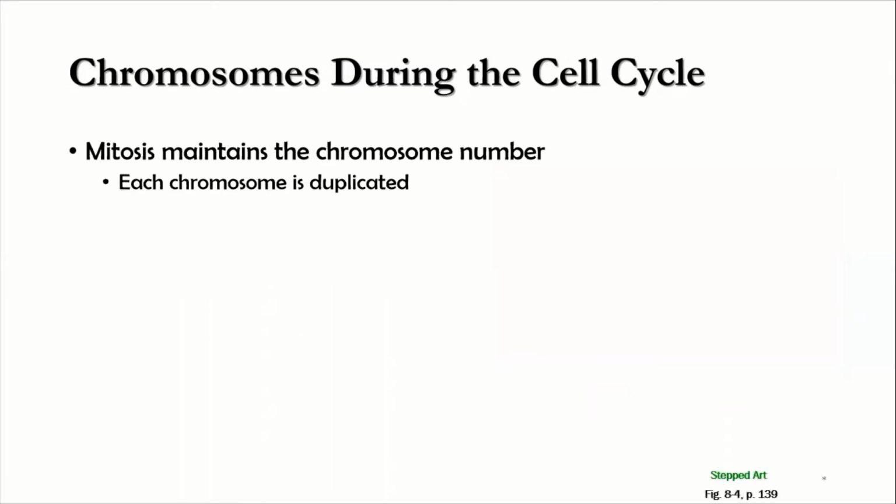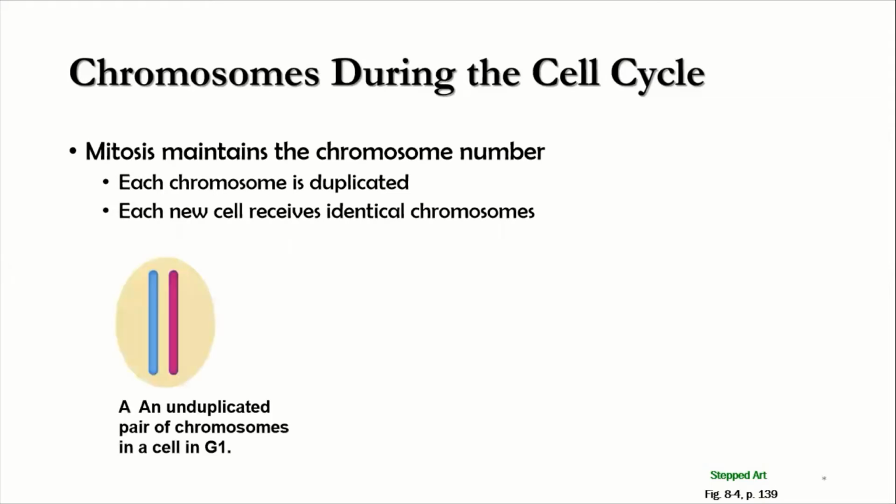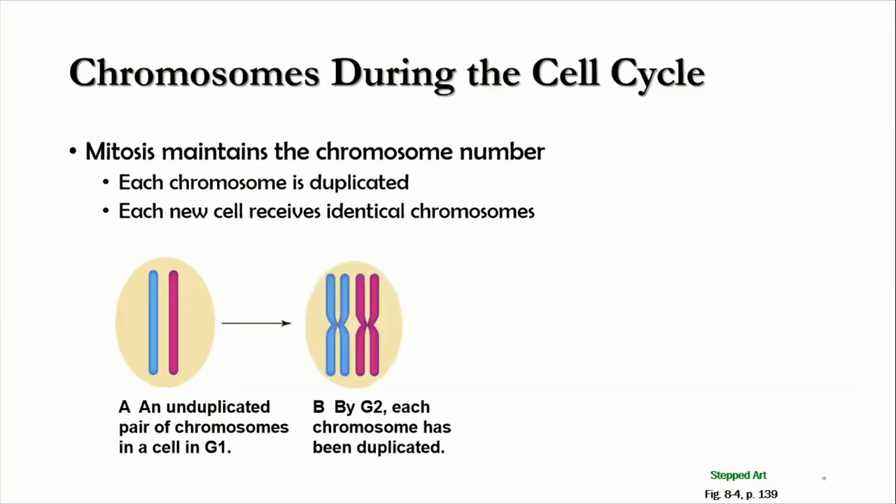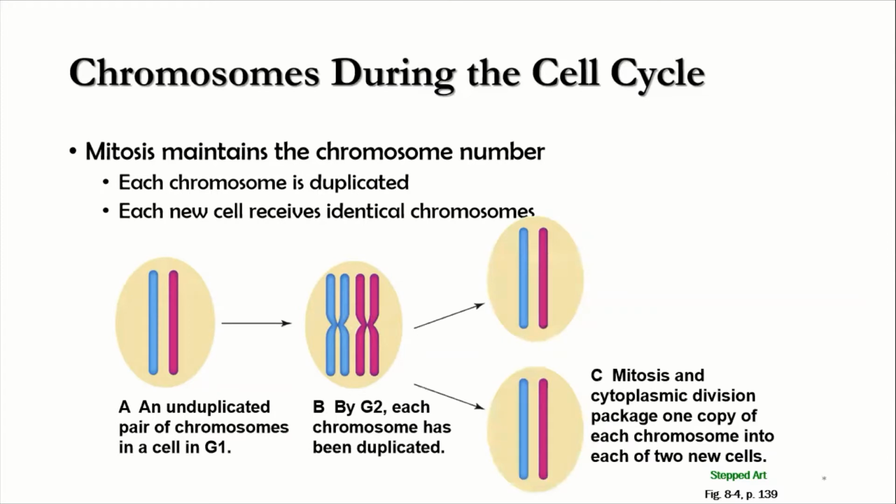Mitosis maintains the chromosome number and each chromosome is duplicated. Each daughter cell would now receive identical chromosomes. Here we have an unduplicated pair of chromosomes in a cell in G1. Then by G2, each chromosome has been duplicated and is ready for cell division. After mitosis and cytoplasmic division, each new cell would have a copy of each chromosome, in each new nucleus, or nuclei, I mean.